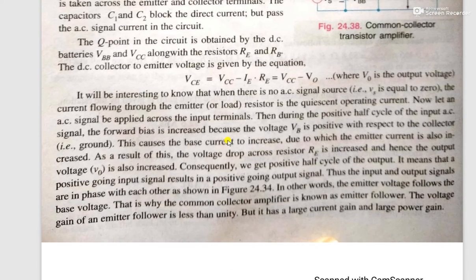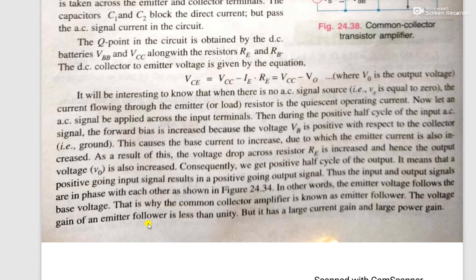Consequently, we get a positive half cycle at the output. It means there is no phase reversal in case of common collector. The input and output signals are in phase with each other. The emitter voltage follows the base voltage. That's why common collector amplifier is also known as emitter follower.